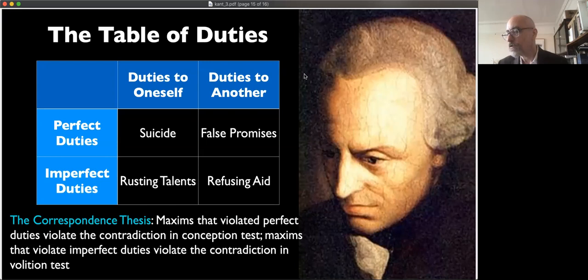So what is this distinction between perfect and imperfect duties, okay? Well, a perfect duty is a duty to perform a certain action, right? Or not to perform a certain action in the case of prohibitions. But the object of the duty is an action, right? Imperfect duties aren't requirements to perform a certain action or to refrain from a certain action. Rather, imperfect duties are requirements on the adoption of an end or to refrain from adopting a certain end.